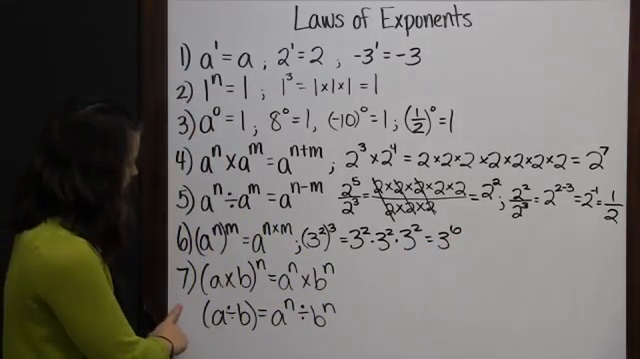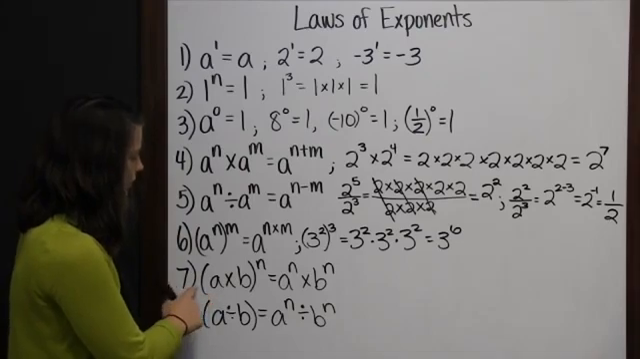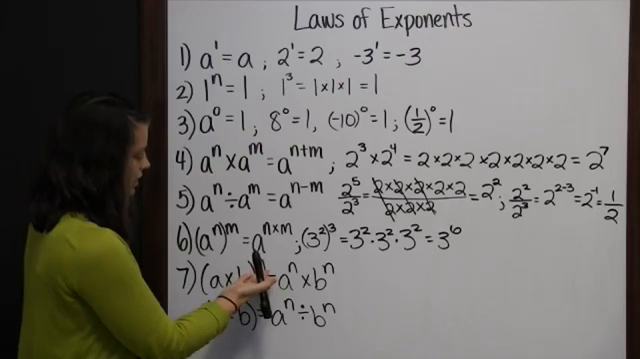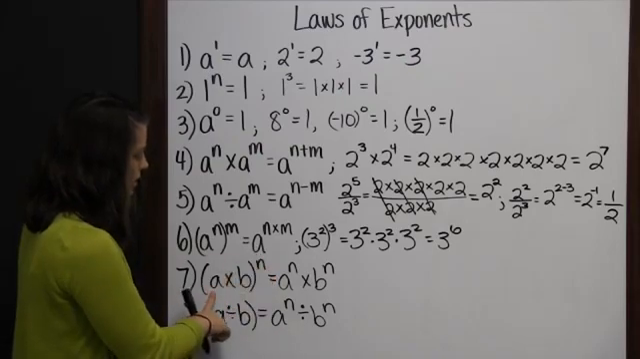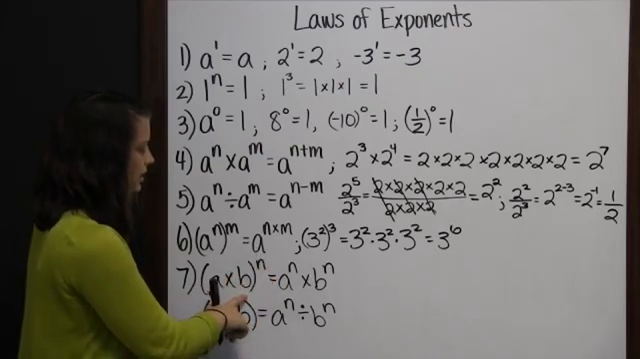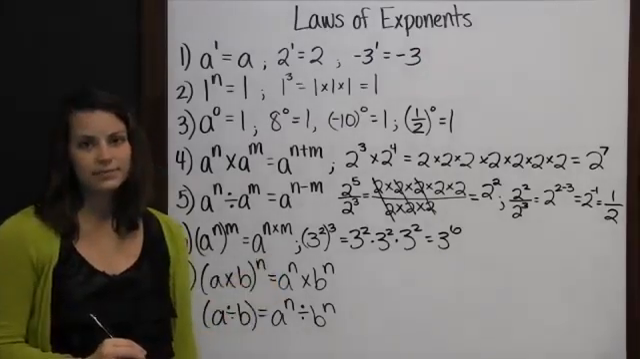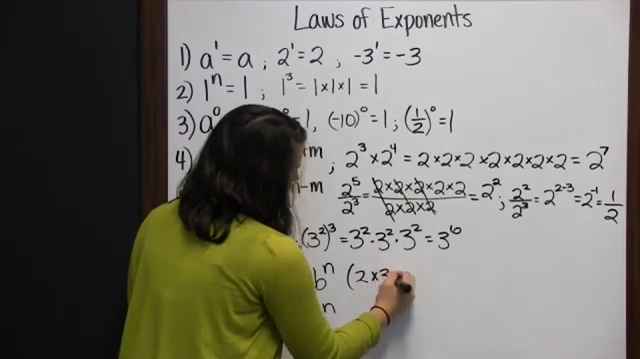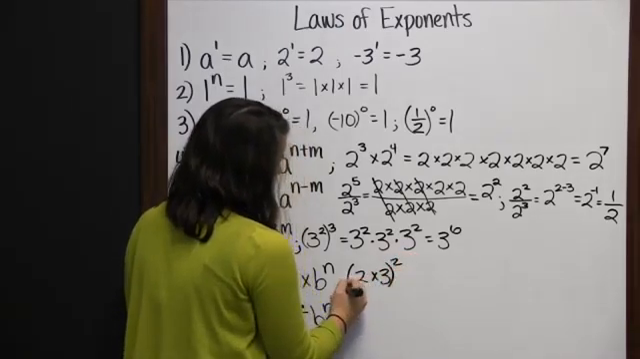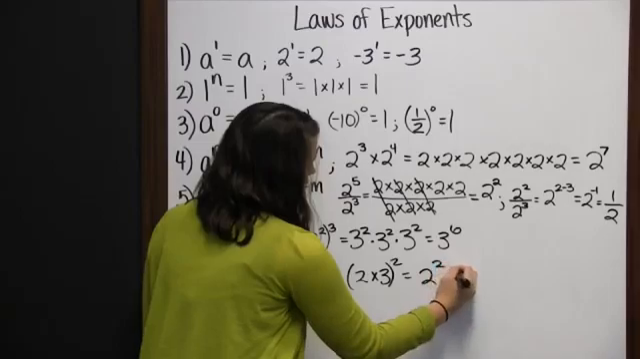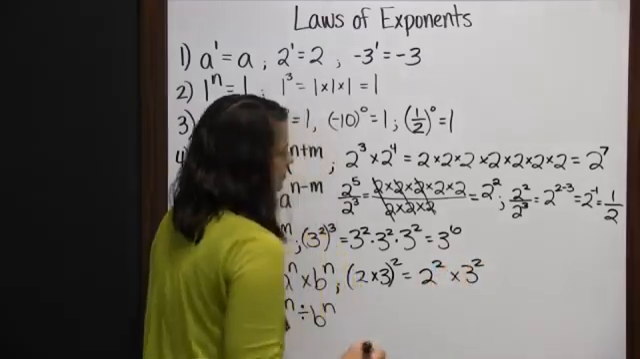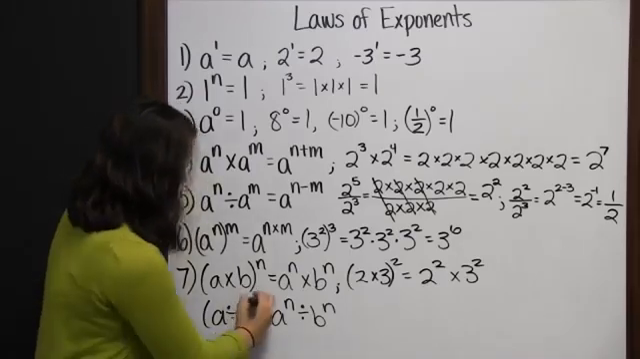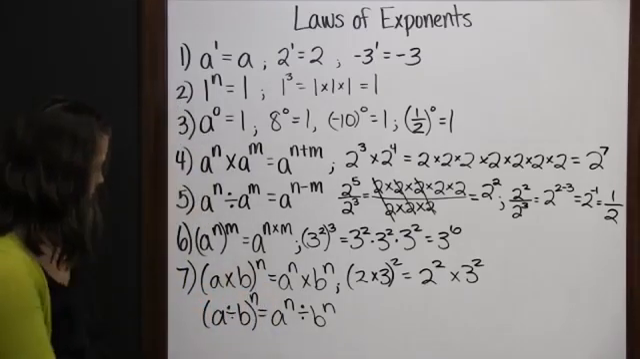The seventh rule says that when you have operations inside parentheses that are raised to an exponent, then each term inside those parentheses is raised to that exponent. So, for instance, 2 times 3, that quantity squared, is 2 squared times 3 squared. And again, you could simplify from there. Left off my n there, that's important.